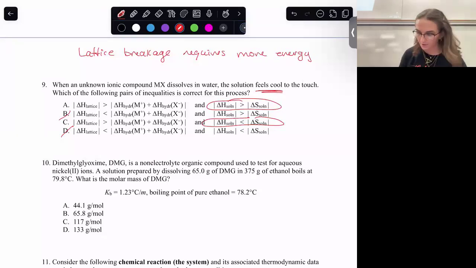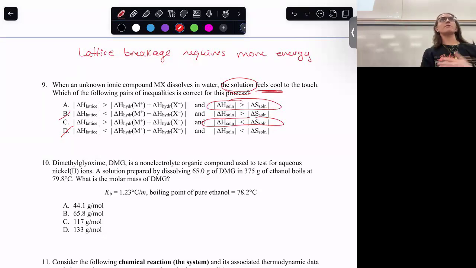Perfect. So we're taking an unknown compound and dissolving it in water. When we're making that solution, we're adding more entropy to the system, right? So the entropy of a solution is always going to be greater than the entropy of a pure solvent. Putting stuff in solution will always increase entropy. So your delta S of the solution is going to be greater. It's going to be C.